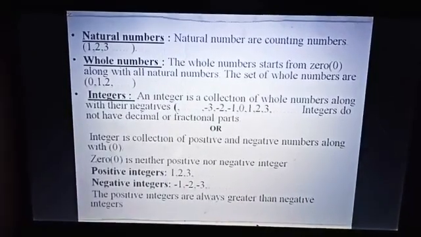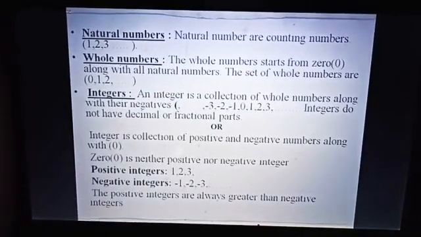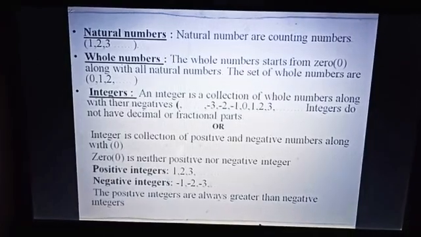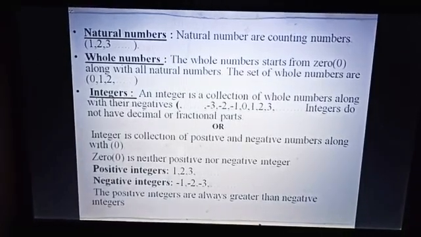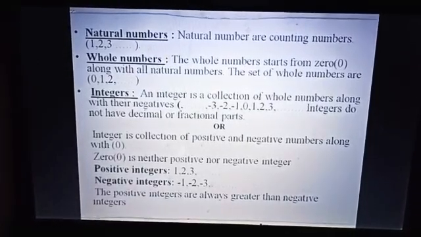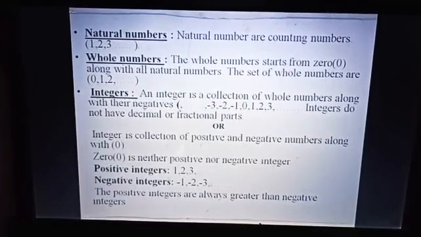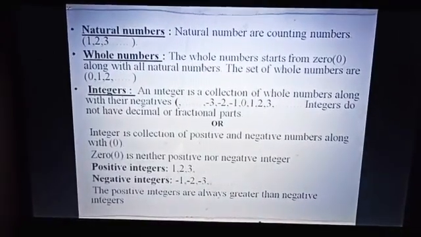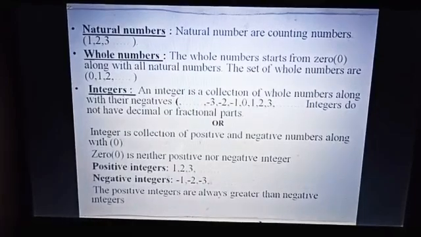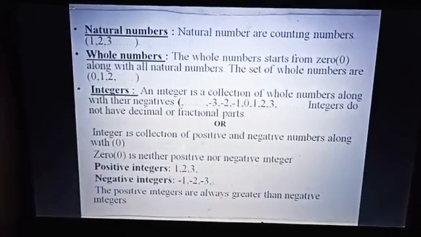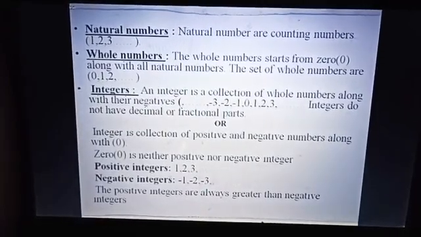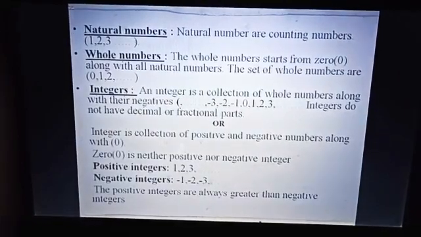You all have studied about the integer in your previous class. So let us recall it. Natural numbers. Natural numbers are normal counting numbers which start from 1. Whole numbers. Whole numbers start from 0 along with all the natural numbers. Therefore, it includes 0, 1, 2, 3 and so on.